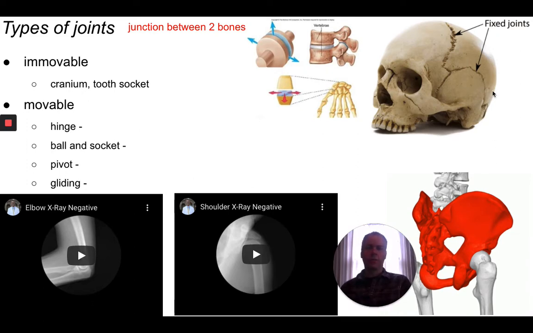For example, the cranium is made up of several bones.